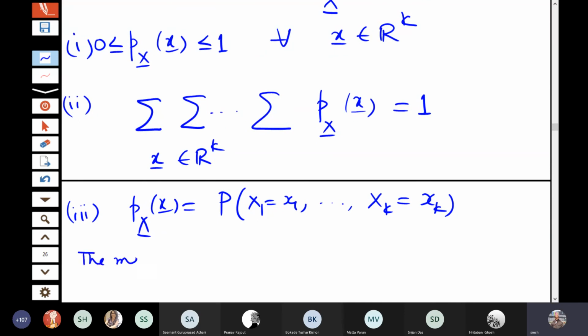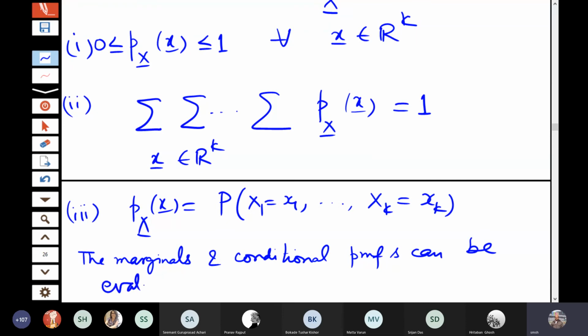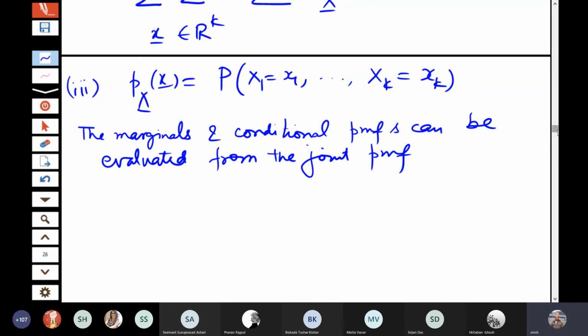The marginals and conditionals, similarly, if they are jointly continuous.